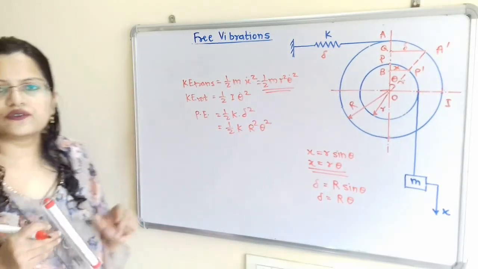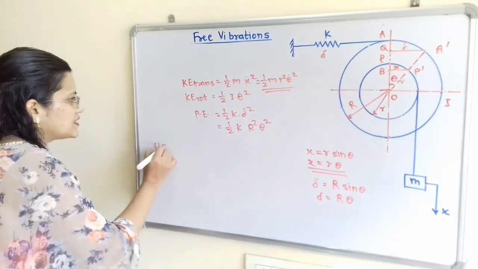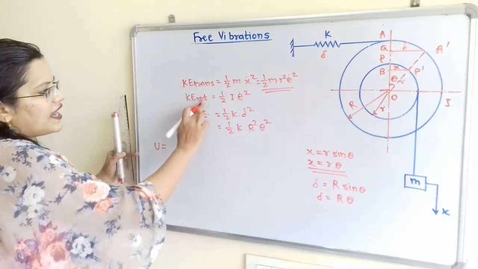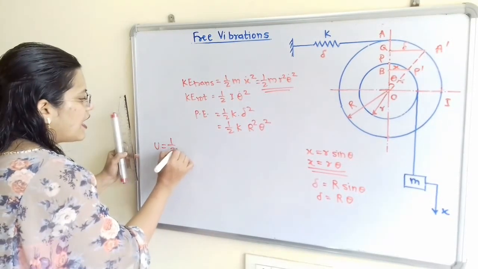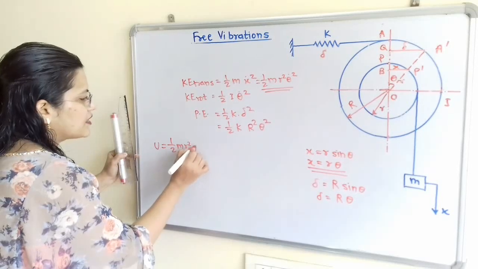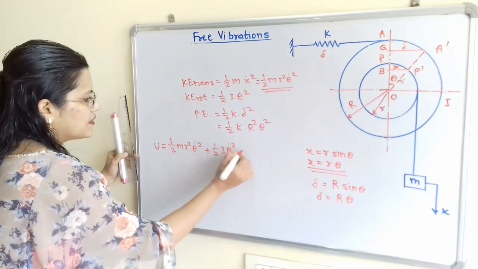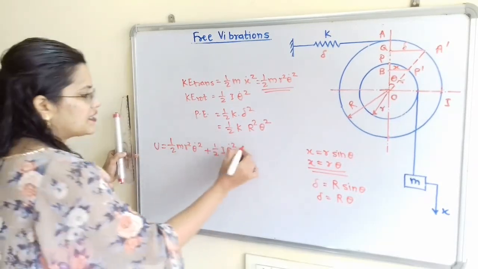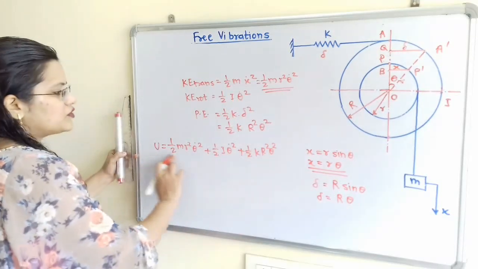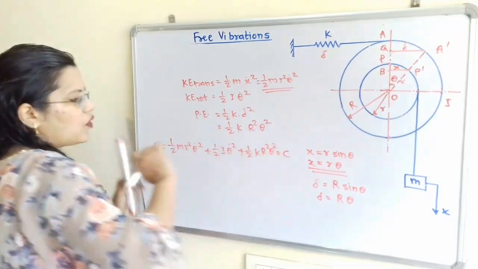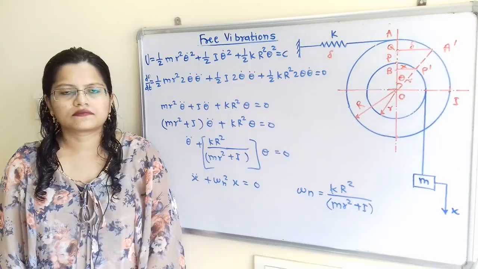Now how can we use the energy equation? The total energy U is equal to the translational kinetic energy plus rotational kinetic energy. So I will write here half m r square theta dot square plus half I theta dot square plus potential energy, that is half K r square theta square. So this total energy is equal to constant C. Now we have to simplify this.